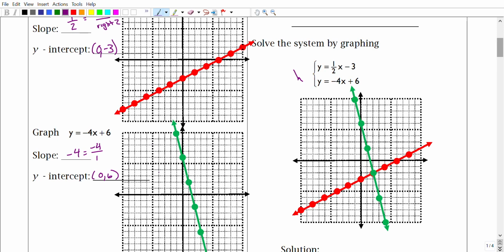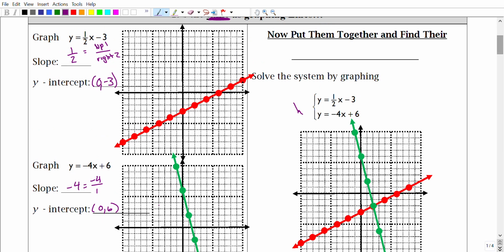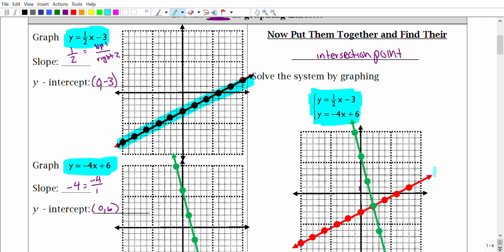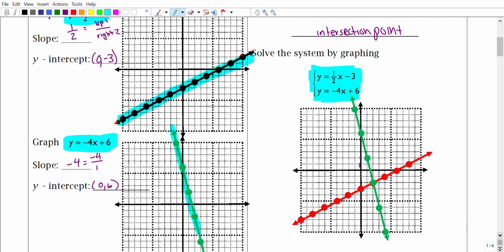Now, when we're talking about systems of linear equations, let's read this up here. It says now put them together and find out where their point of intersection is. So now put those two lines together, and we're going to find their intersection point. This right here is now a system of equations. I put this equation and this equation into one system, which means I'm going to graph my red line once again and my green line once again, but they're both now on the same exact coordinate plane. That's the only difference.